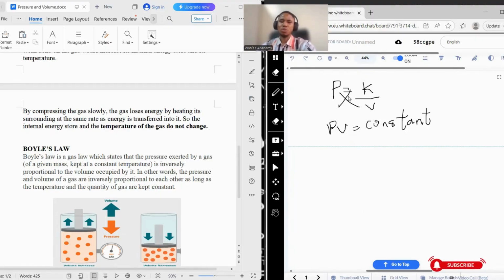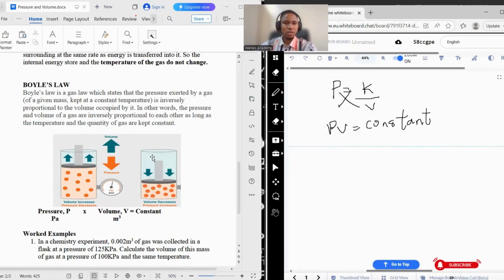When we say inversely proportional, that is when one body increases, the other decreases. When one body decreases, the other increases. That is why it is inversely proportional. But when we say directly proportional, it means when one body decreases, the other will also decrease with it. When one body increases, the other will also increase with it.